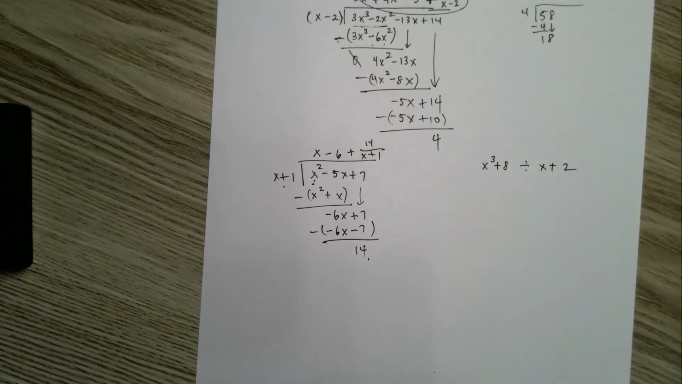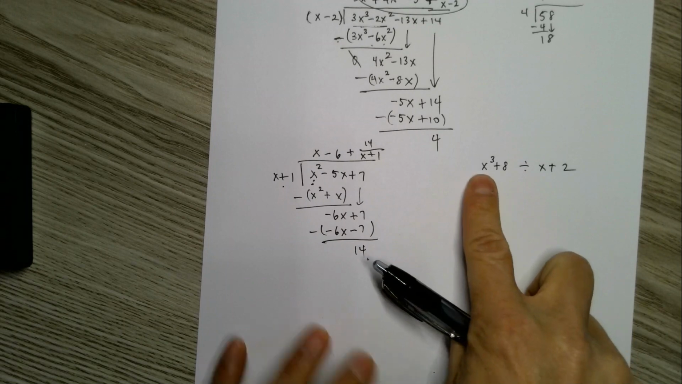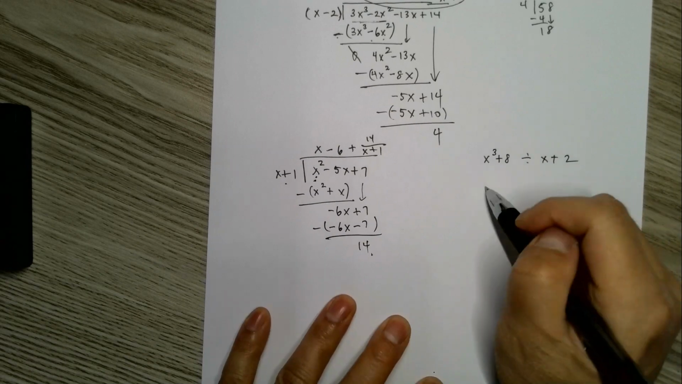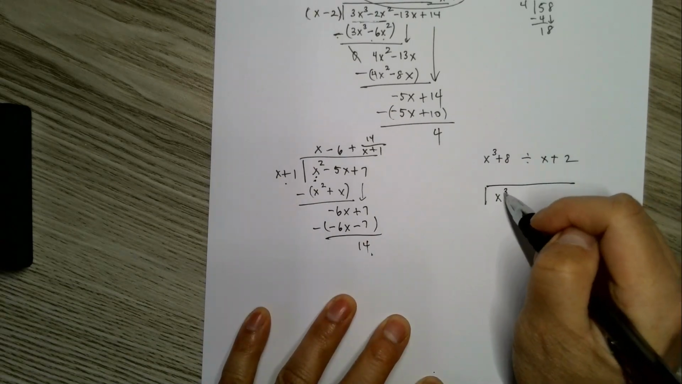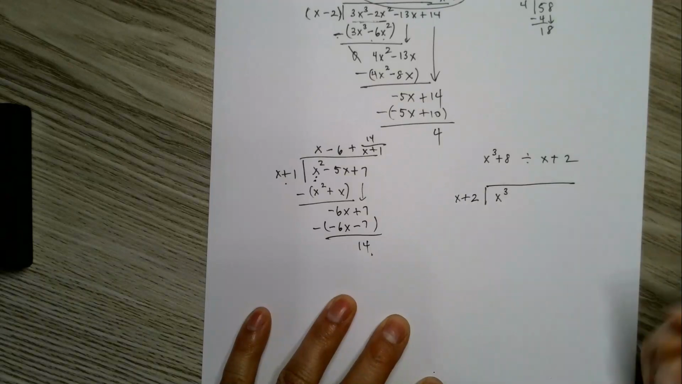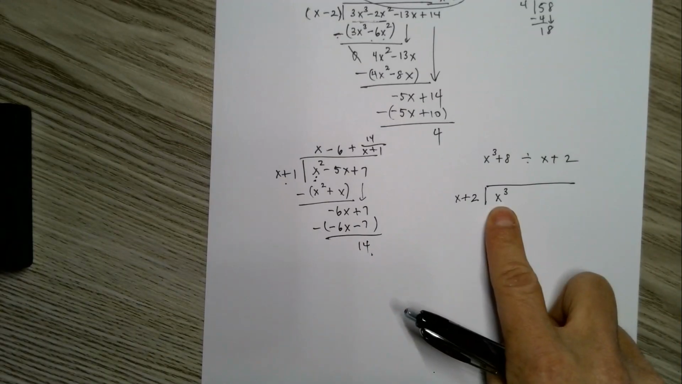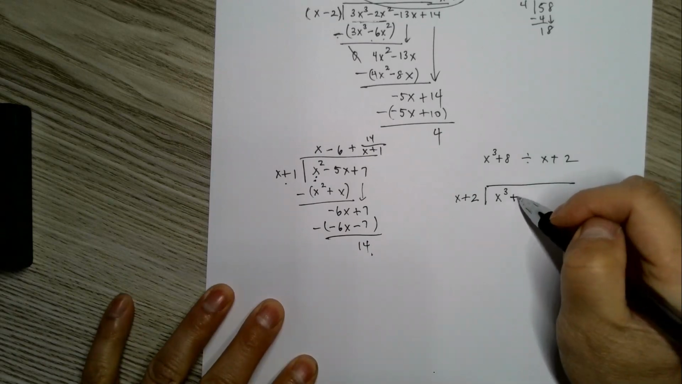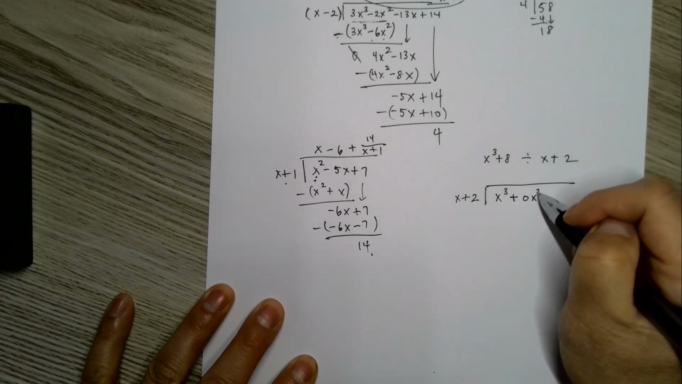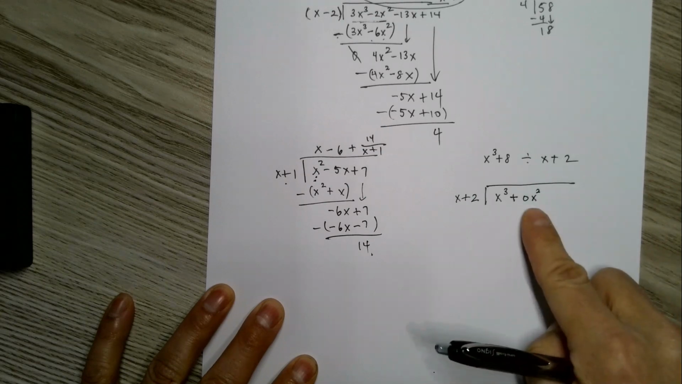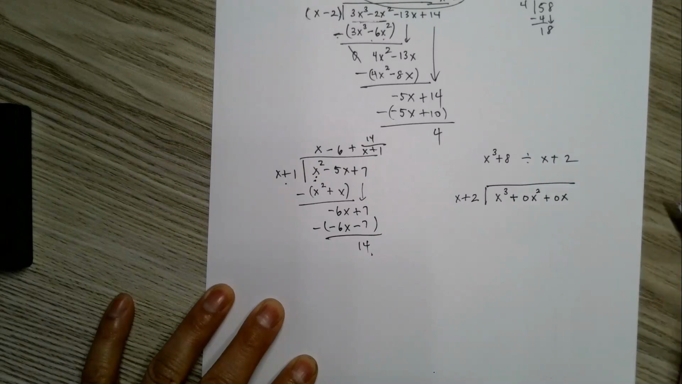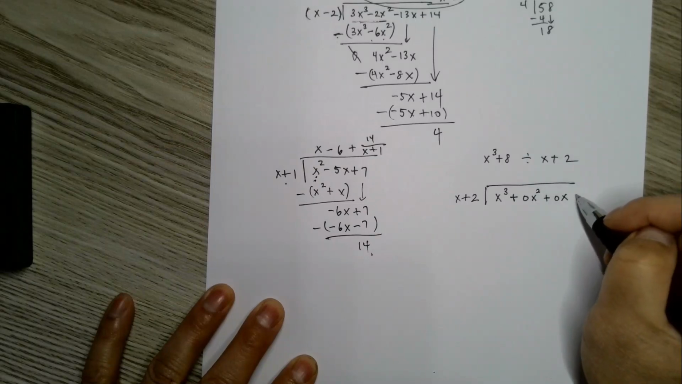It's a binomial divided by a binomial, but the dividend is a higher degree, so that's why I can do the long division. I'm going to write the x plus 2 out here first. Now, when I write the x cubed plus 8 in here, I am going to put placeholders in between the x cubed and the 8. So here I have a placeholder for x squared, 0x squared, and for x, 0x, followed by the plus 8.